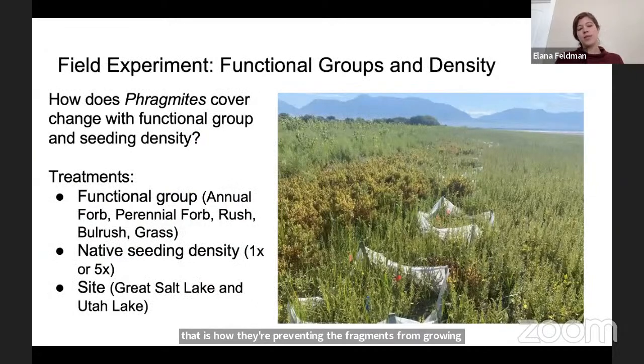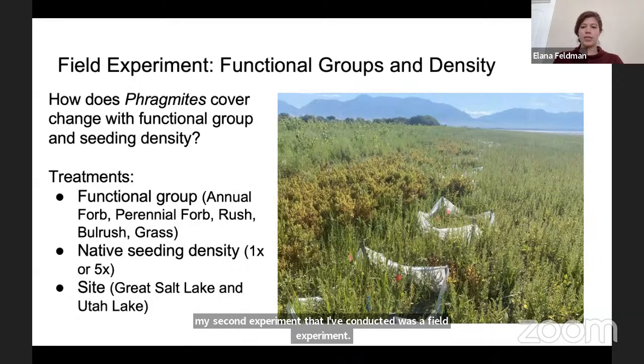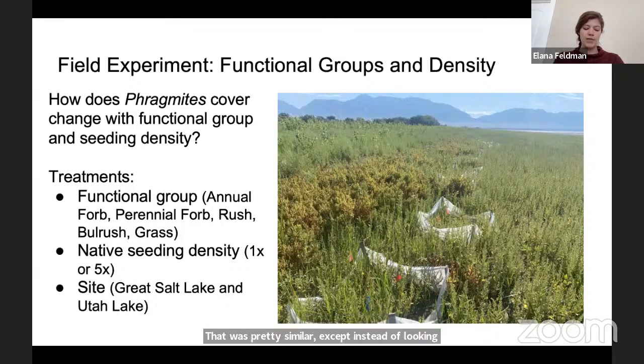So my second experiment that I've conducted was a field experiment that was pretty similar, except instead of looking at the native species identity and density, I planted seed mixes that each represented a different functional group, and I planted those at different densities to see how these mixes would affect the growth of Phragmites. So the 5 mixes that I used are listed here. They're the same functional groups that I mentioned at the start of the talk. I planted at the 1x and 5x again, so the same 2 densities that I used for the greenhouse.